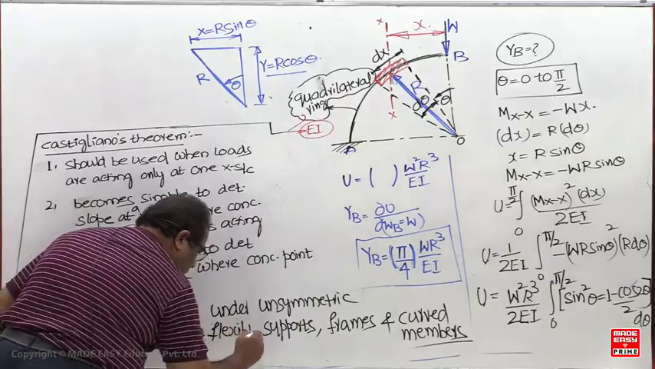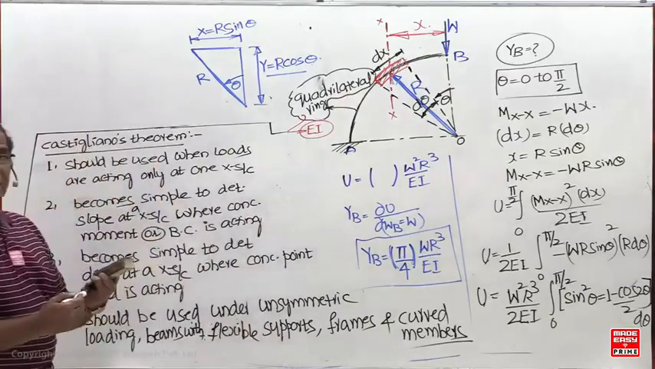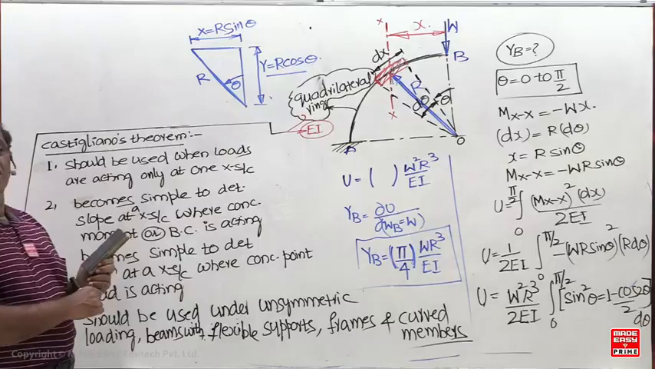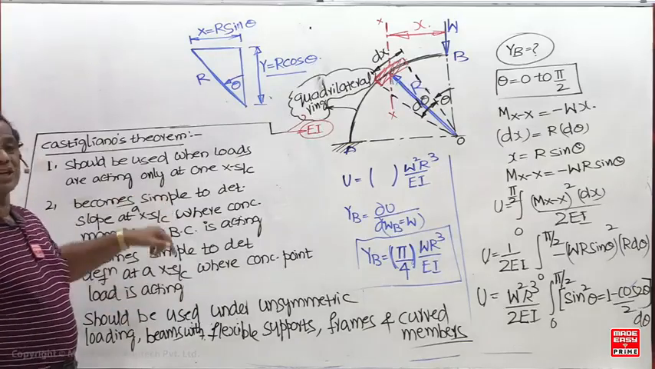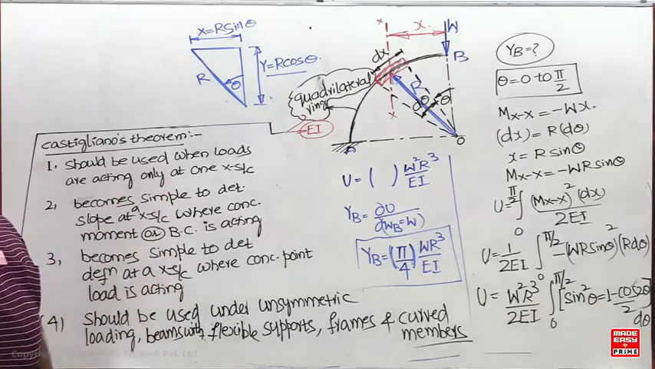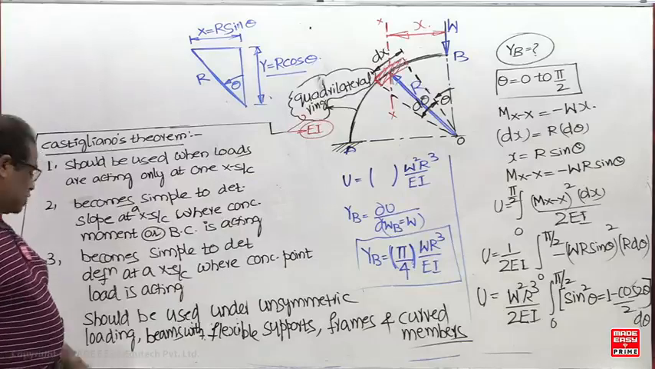What is the drawback? Already studied now. It is not used when the loads are acting at more than one cross section, and it will not give the direction of the slope and direction of the deflection.